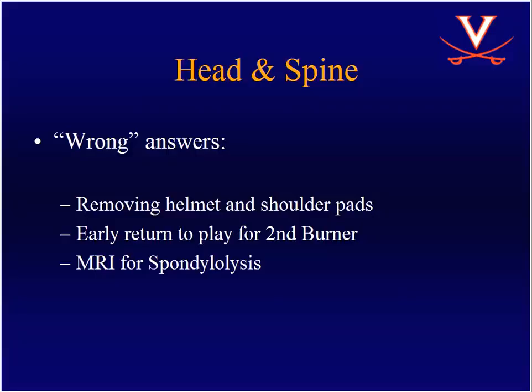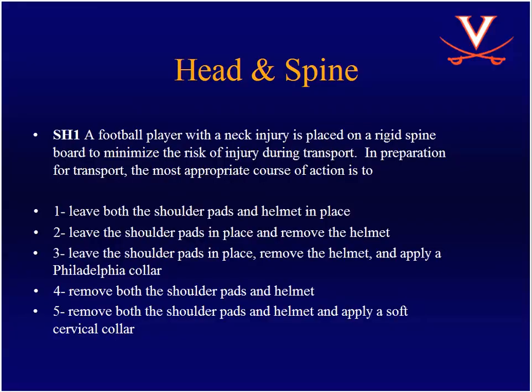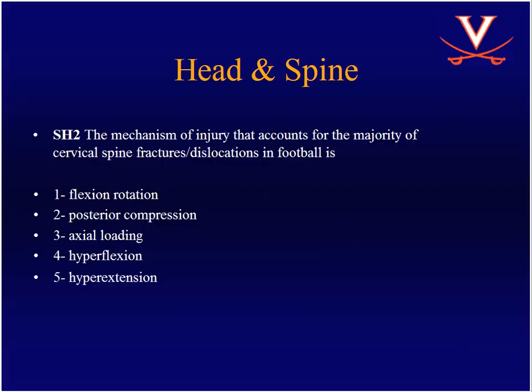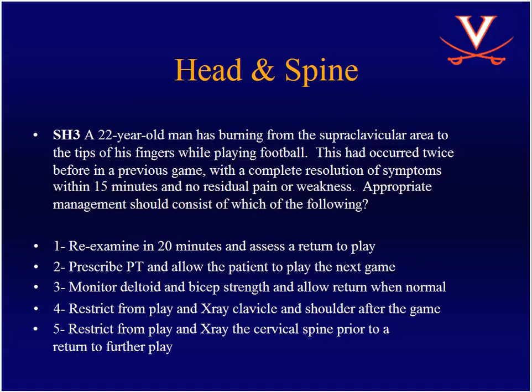Wrong answers: removing the helmet and shoulder pads; early return to play after a second burner, where you need to get a cervical spine lateral radiograph; and MRI for spondylolysis, which is not helpful, you need to get a CT scan. Number one, football player, neck injury, spine board. What should we do? Leave the shoulder pads and helmet in place. In fact, you should cut off the face mask, and there are special tools your trainer carries around for that. And you should immobilize the neck on that board with tape and towels.